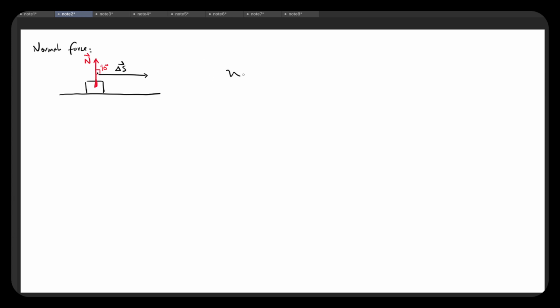So the work done by such a normal force would be the dot product between the two, and that's normal force times delta S times cosine 90 degrees, and that equals 0. And by the way, the SI unit for work is the joule. All right, that's one situation.